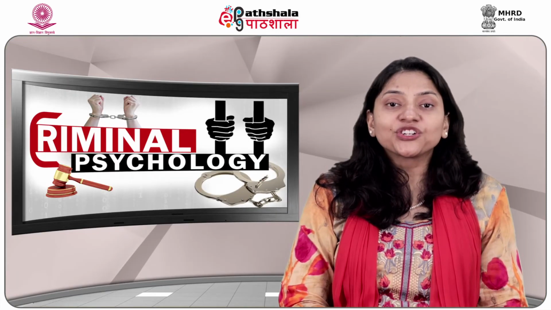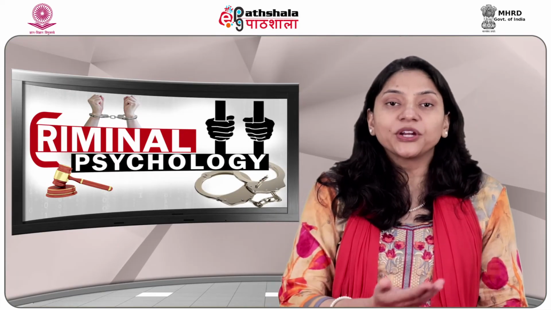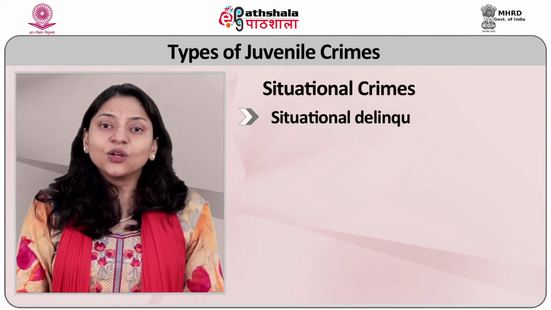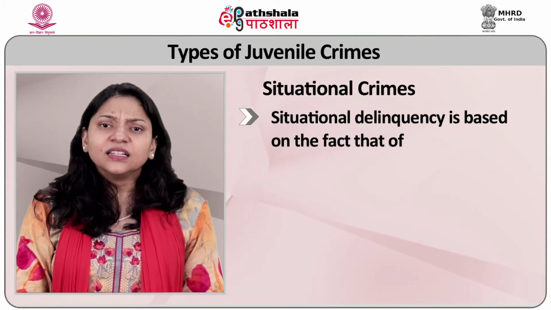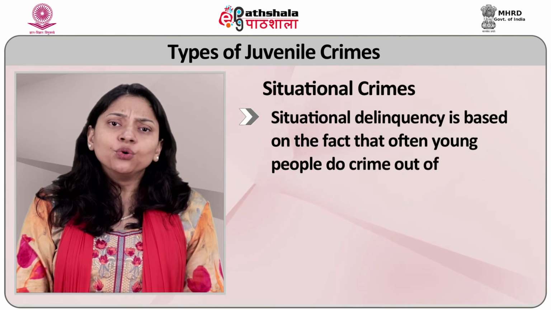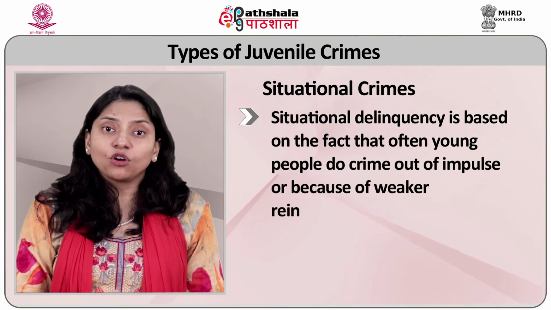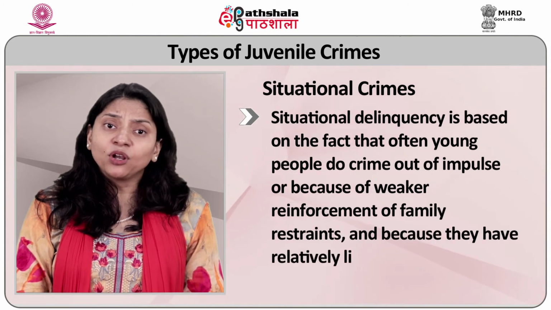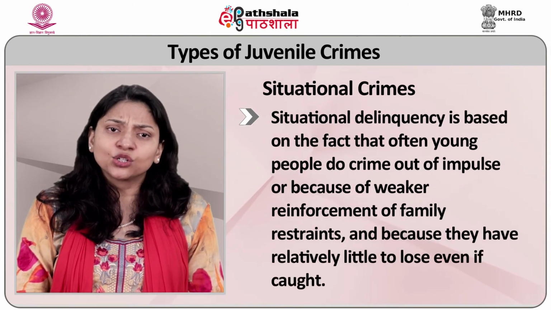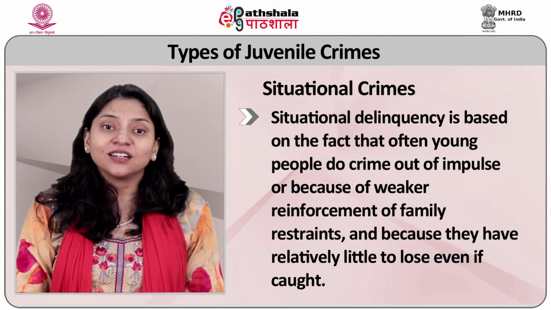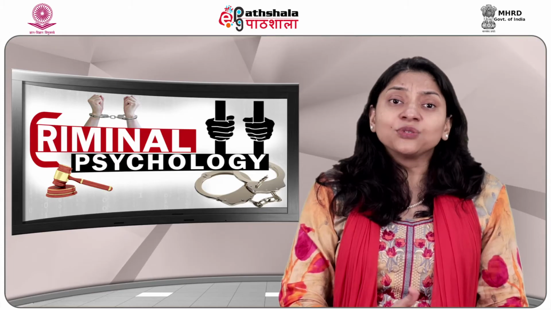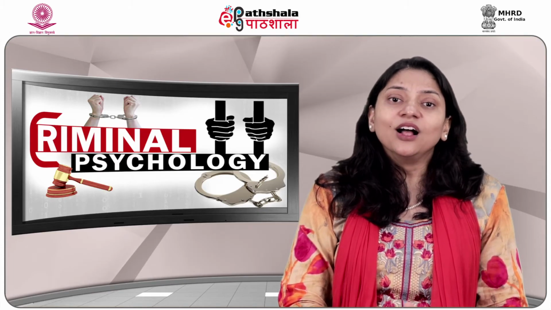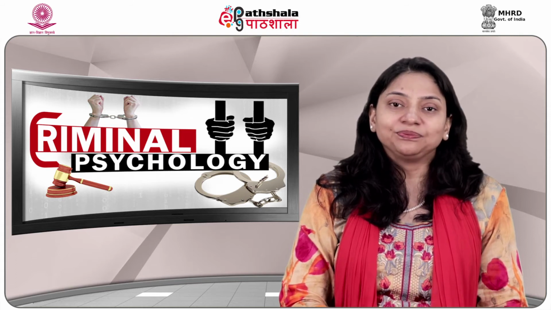Next is situational crimes, based on a situation. Situational delinquency is based on the fact that often young people commit crime out of impulse, or because of the weaker reinforcement of family restraints, and because they have relatively little to lose even if caught. So, these were the types. Now we will discuss the laws and acts involved.